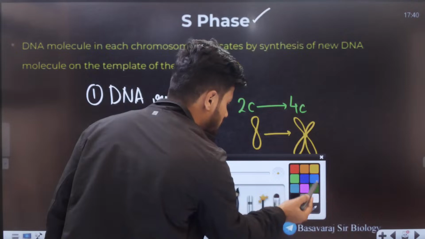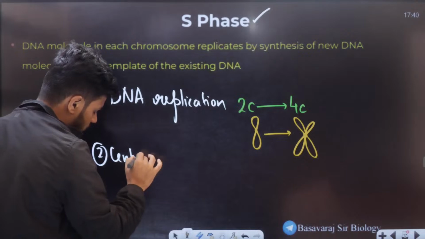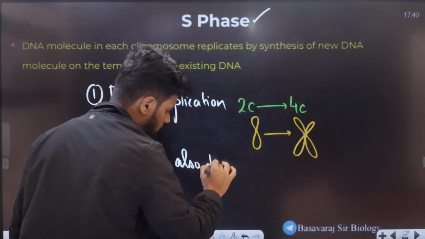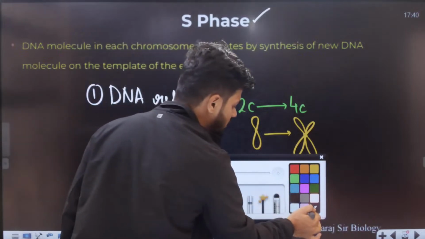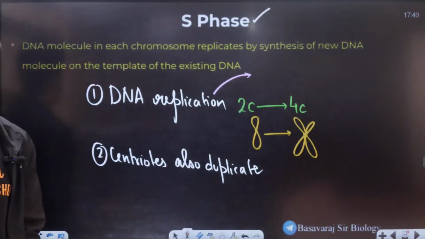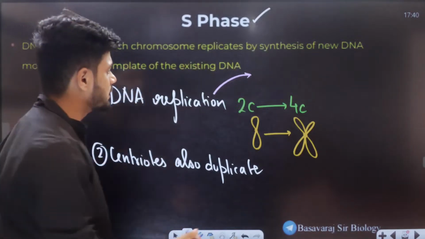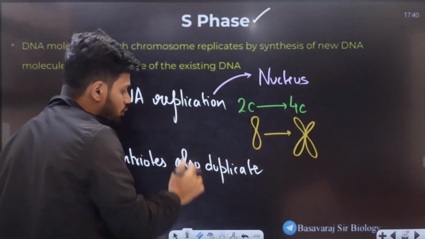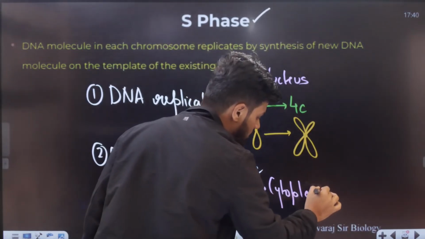The second main point is about the centrioles. The centrioles also duplicate. Now students, understand here, DNA replication, where do you think it happens? Does it happen in the cytoplasm or does it happen in the nucleus? It happens in the nucleus, obviously. It occurs in the nucleus, while centriole duplication occurs in the cytoplasm.